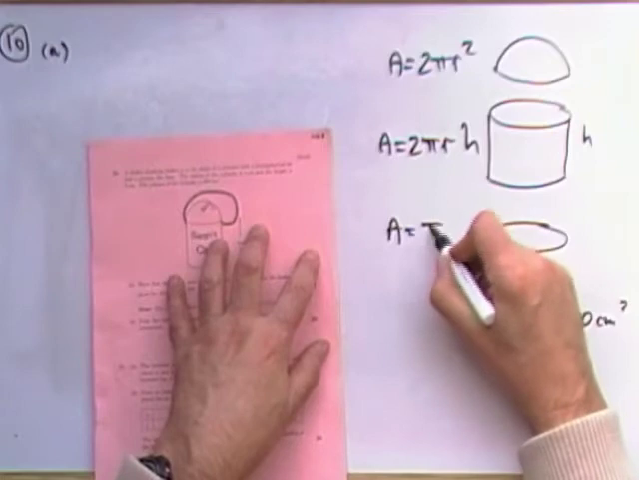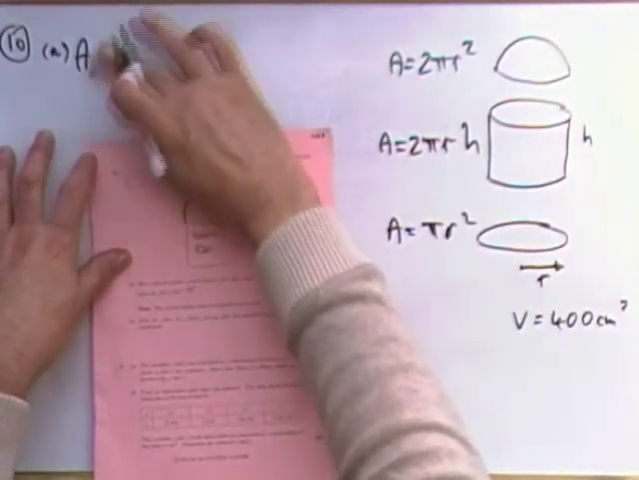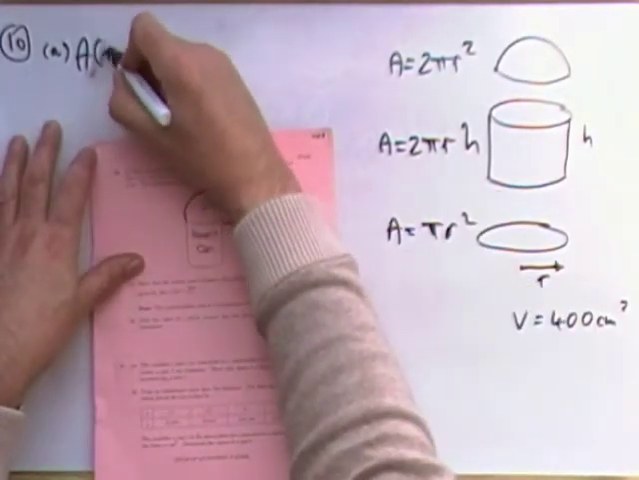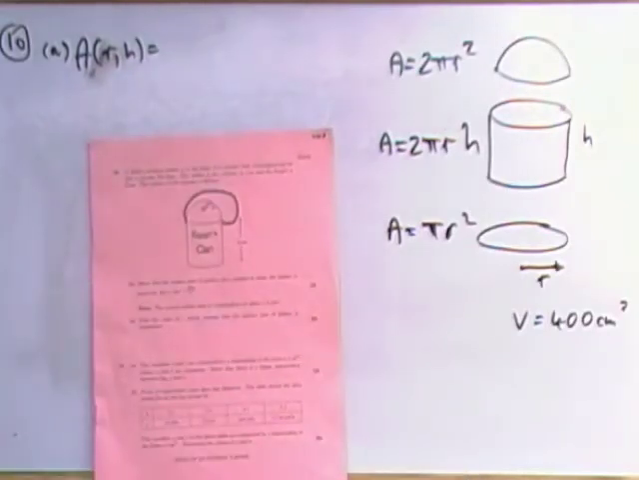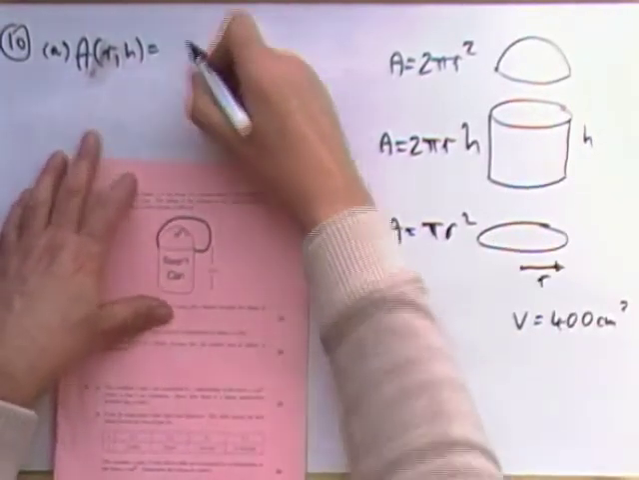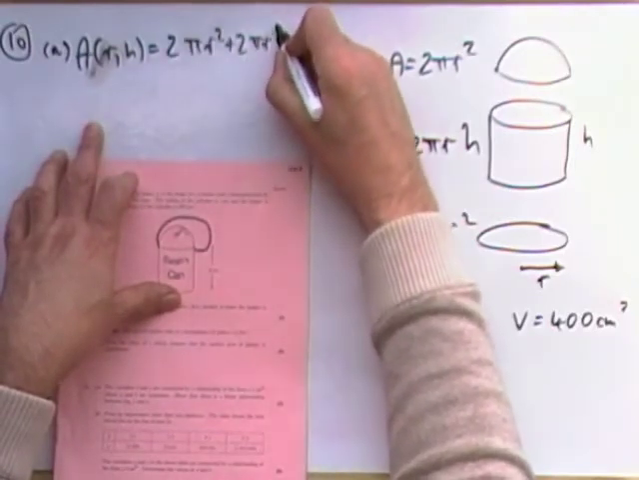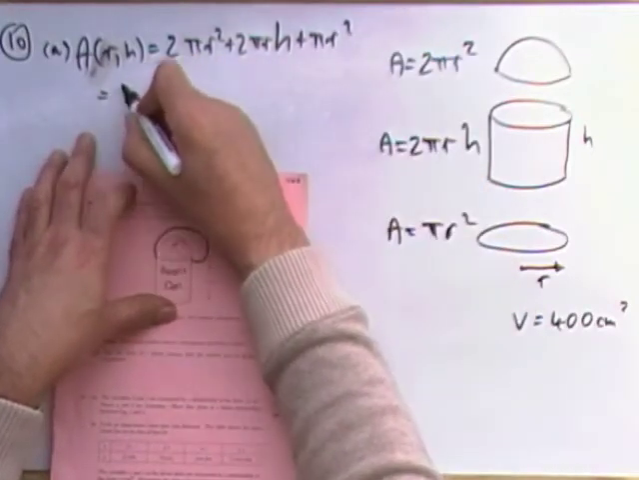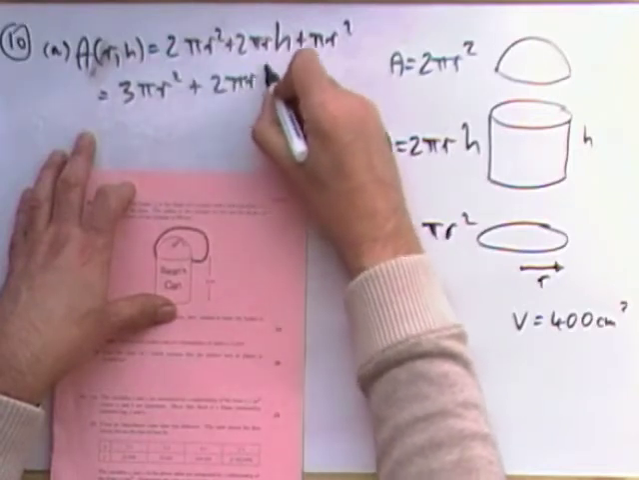Base, circle, pi r squared. Which means the area is going to be given by, now it says AR here, but I've got h's. So strictly speaking, I should say A is the function expressed in terms of r and h, would be the sum of all of those. I've got 2 pi r squared, 2 pi r h, plus another pi r squared. I'll stick over here. So that's 3 pi r squared plus 2 pi r h.